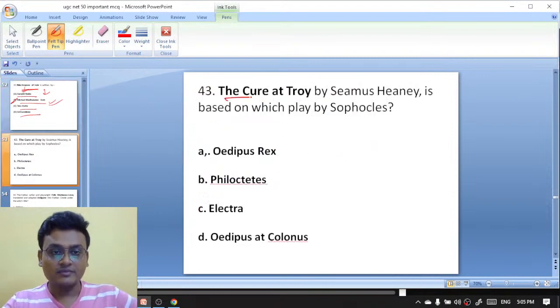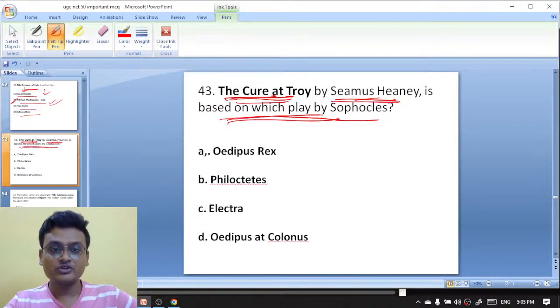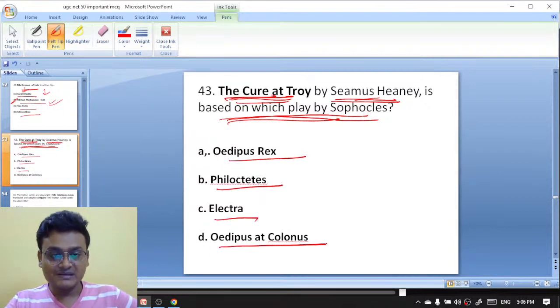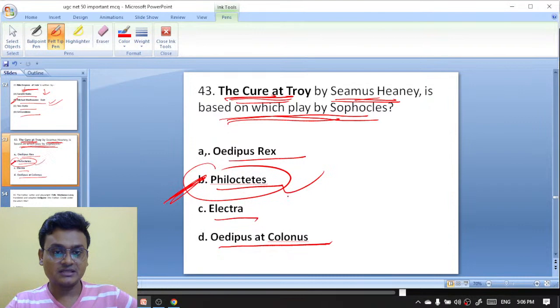The Cure at Troy. This is an important question. The Cure at Troy by Seamus Heaney is based on which play by Sophocles? Oedipus Rex, Philoctetes, Electra, or Oedipus at Colonus. It is Philoctetes. B is the right answer.